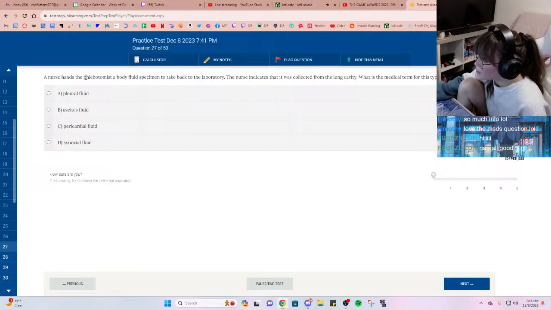A nurse hands the phlebotomist a bloody fluid specimen, take back to the laboratory. The nurse indicates that it is collected from the lung cavity. What is the medical term for this type of fluid? Pleural fluid. Yes.